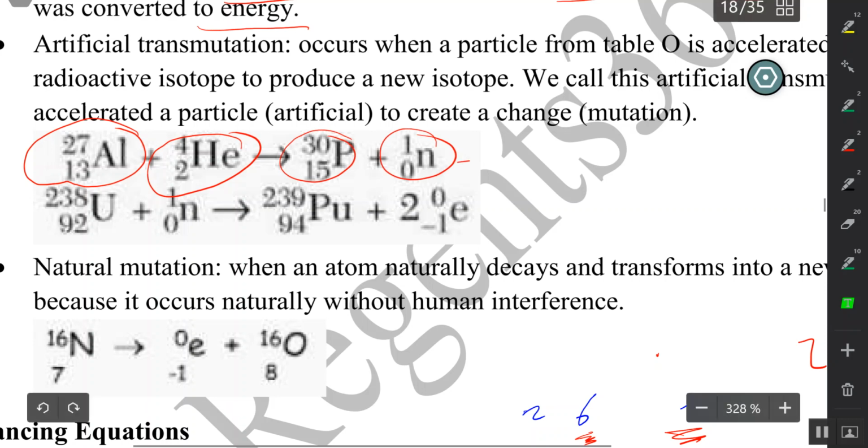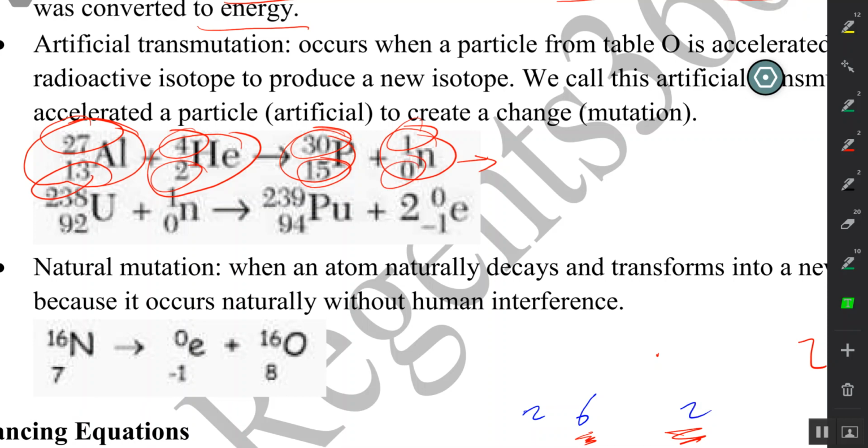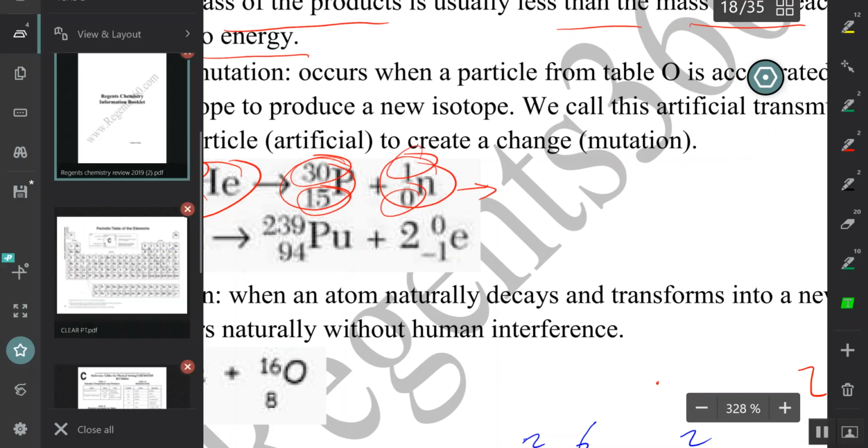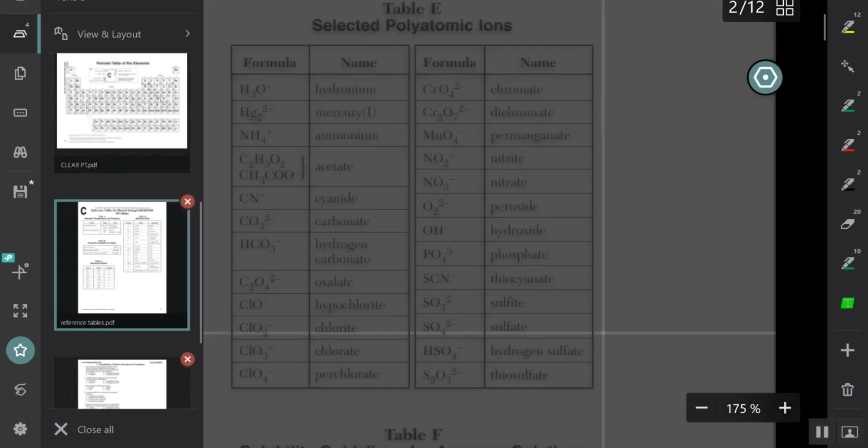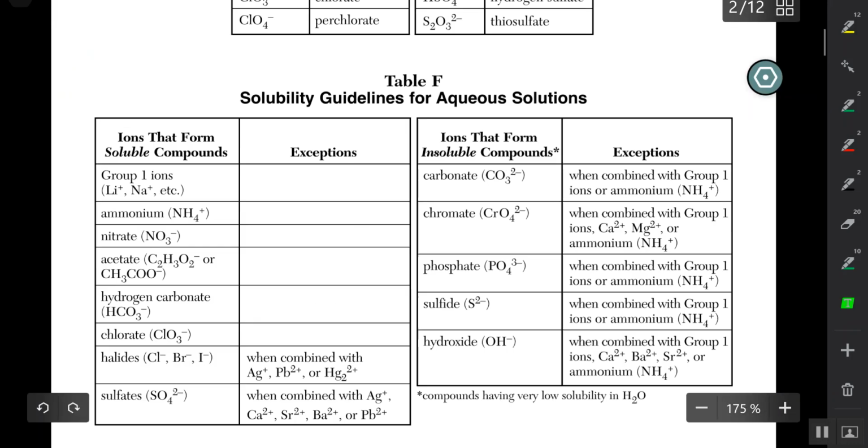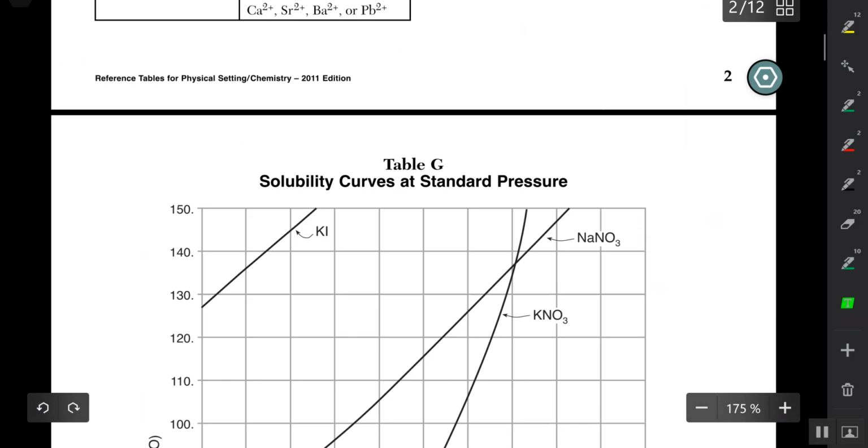So to balance this reaction, it's already balanced. So let's see, the mass on top on the left must equal the mass on top on the right. So 4 plus 27 gives me 31. 30 plus 1 gives me 31. 13 plus 2 gives me 15. 15 plus 0 gives me 15. Let's try to write our own nuclear reaction. So table N, as in Nancy. Let's see.